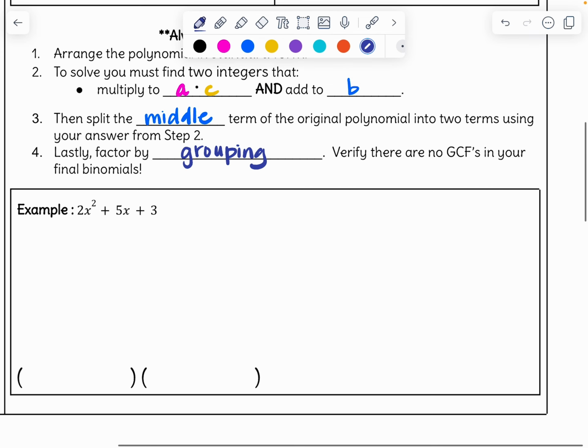So here's the example. We have 2x squared plus 5x plus 3. So we need to make sure we know what A, B, and C are. This is in standard form. The x squared is first, x is in the middle, and the constant is last. So, 2 is A, 5 is B, and 3 is C. So remember, we are not including x in A, B, and C. It's just the coefficients.